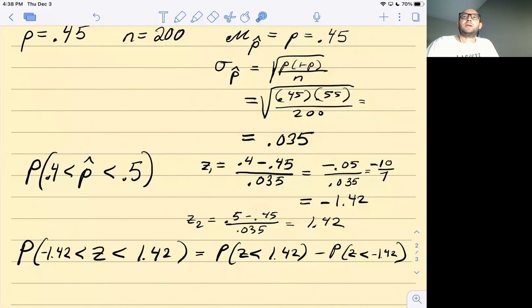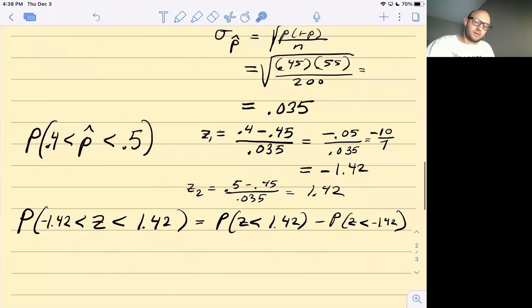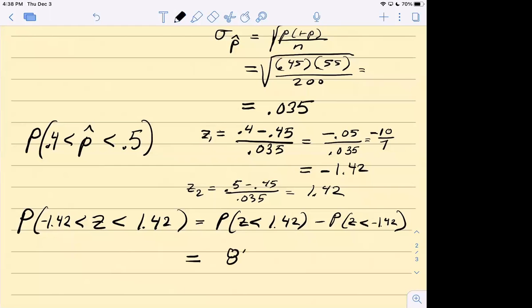Okay, and then looking at the z-score table, anyone want to tell me what they got here? Okay, overall 84%. Anyone else confirm that? Yeah, that's what I got too, 84.5%. Okay, awesome. So just be careful here.